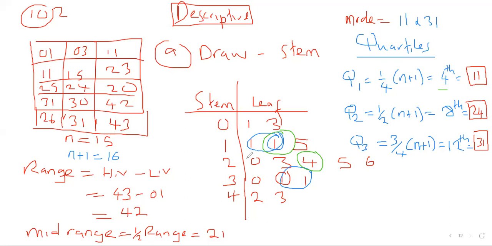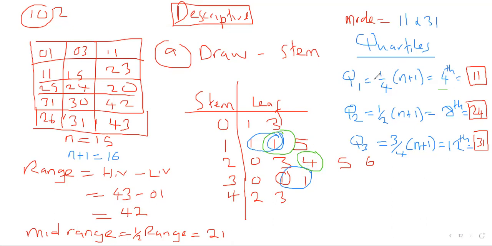After that, we identify the range as the highest number minus the smallest number. 43 minus 1 is 42. Then half of the 42 is called the mid-range, which is 21. The number that appears the most is called the mode. Don't count the ones that are merely consecutively many here. If we had 5, 5, 5, then the 15 could have been the mode. So look at the most appearing.